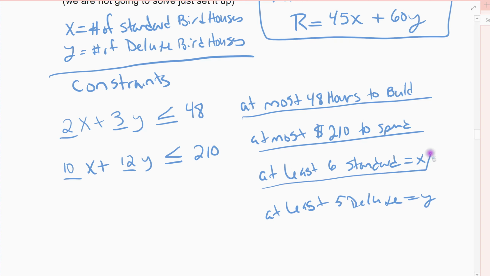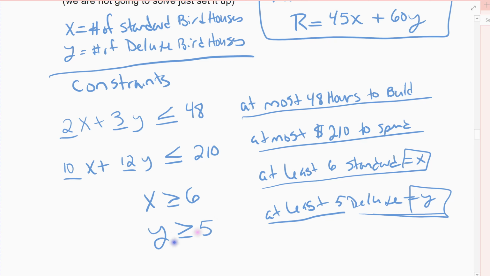And so this involves only the X variable. My X, which represents the standard, will be at least 6. So at least 6 means 6 is my minimum X value. I can have 6 of the standard houses or more. And so X is going to be greater than or equal to 6. And then the same thing for the second one. At least 5 deluxe. The deluxe is the Y value. So Jim is guaranteeing he's going to have at least 5 every week of these deluxe. So he could have more, but at the minimum, he's going to have 5. So he could have 5 deluxe, so 5 of the Y values or more. And so it's Y is greater than or equal to 5.